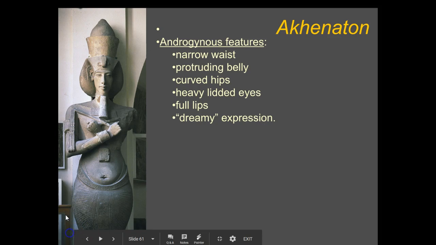Let me pause. Okay, so again, we're seeing that narrow waist, that androgynous form, very full lips. For a long time, people speculated that the shift in art, because it was so drastic and so temporary, was due to the fact of alien invasion, which is pretty funny, but not true. The images become much more stylized. The idea is that one god, all are equal, so that's why we see this androgynous form.